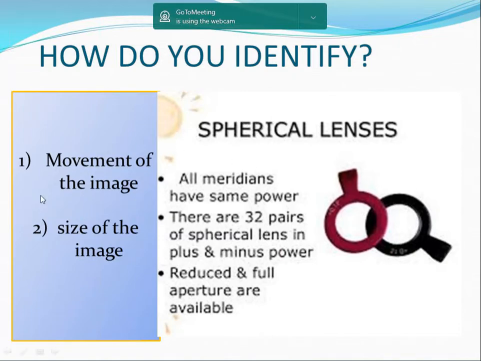For that, you have to see two important things. You have to look at a particular object through the lens and then look for the movement and look for the size of the image. Okay, so a spherical lens is one in which all the meridians will have the same power.